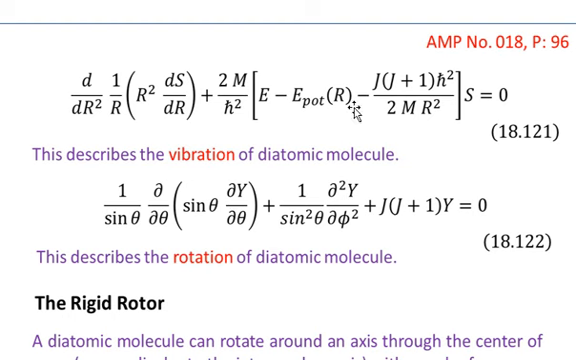The first equation, in the radial part, describes the vibration of the diatomic molecule. And the second one describes the rotation of the diatomic molecule. Remember that the wave function chi is actually the nuclear wave function, and now we have separated that nuclear wave function into two parts. One represents the vibrational motion of the diatomic molecule, that is the radial part, and the azimuthal part of the wave function of the differential equation will represent the rotation of the diatomic molecule.